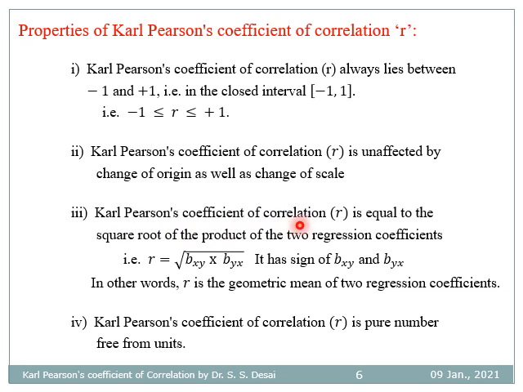The third property is important regarding the correlation coefficient and regression coefficients. Karl Pearson's coefficient of correlation r is equal to the square root of the product of the two regression coefficients, that is, r equal to root of bxy into byx, and it has the sign of bxy as well as byx. In other words, r is the geometric mean of the two regression coefficients. And the last property is that Karl Pearson's coefficient of correlation is a pure number free from units.